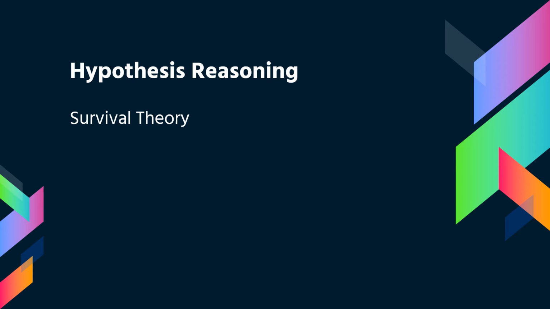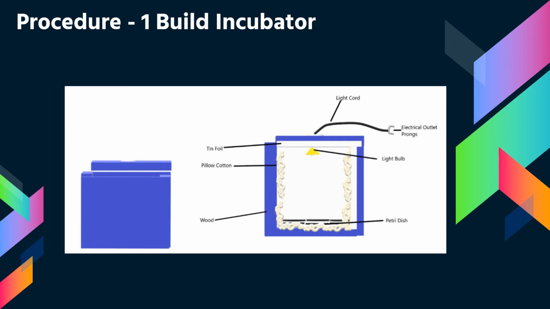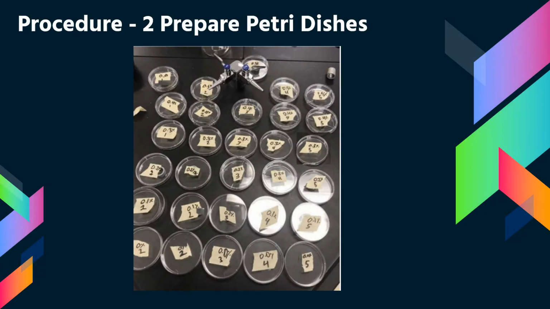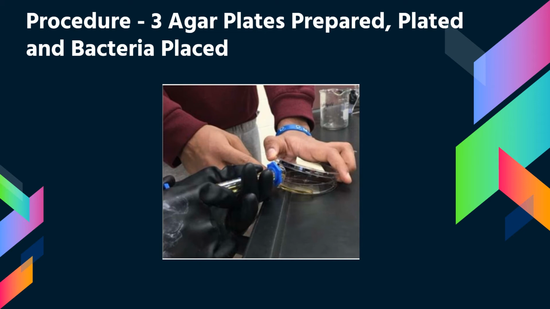Moving on to the next slide. Procedure. The first step is to build an incubator. I did this with a box with my dad. You can take a look at the diagram for yourself. Step 2: prepare a petri dish. I prepared many petri dishes. Step 3: agar plates prepared. Plated and bacteria is placed, because remember we need the agar for the bacteria to grow and survive. And so we just did that.